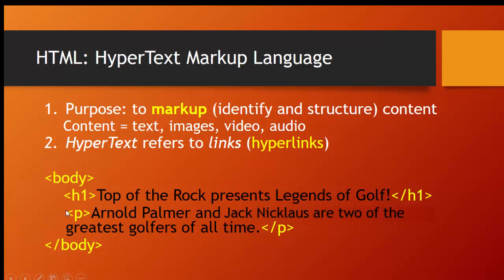For example, we have tags that start and end that mark the beginning of content and the end of content. All of the content on a web page is inside the body open and body close tags, and we identify a close tag by a slash before the tag name. And then within the body, we might have something like this, a heading 1 tag. Top of the Rock presents Legends of Golf, and a closing heading 1 tag. What's in black is textual content. What's in yellow is the HTML markup language.